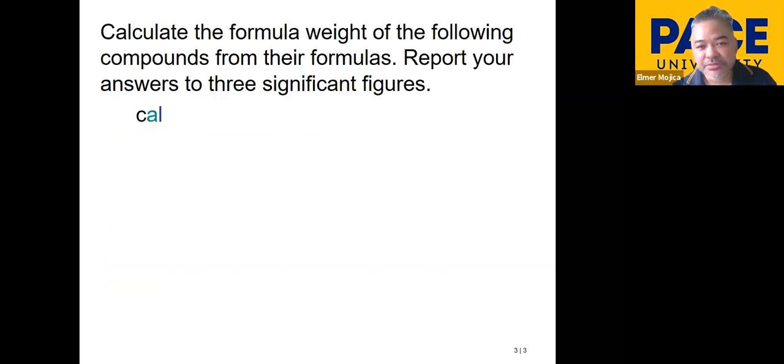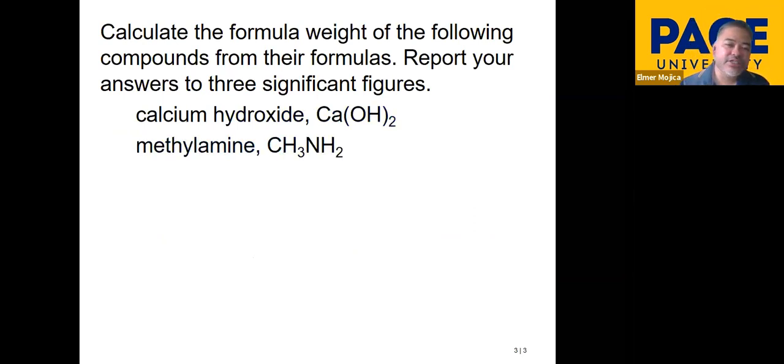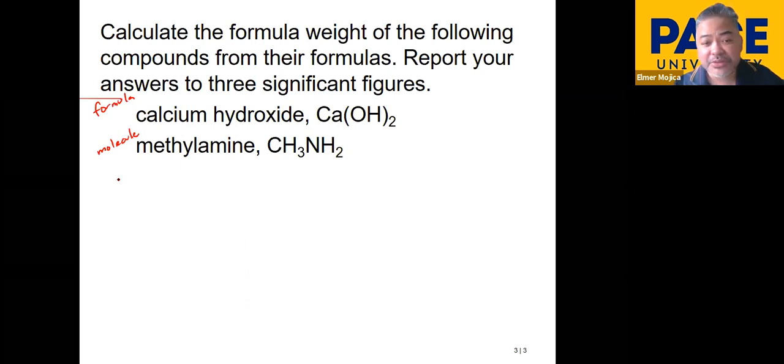Okay? So what we're going to do now is calculate the formula weight of the following compounds from their formula. If you look at this, this is the formula for an ionic compound, and this is a molecule. We're going to determine the mass of this given formula, and all you need is the periodic table.